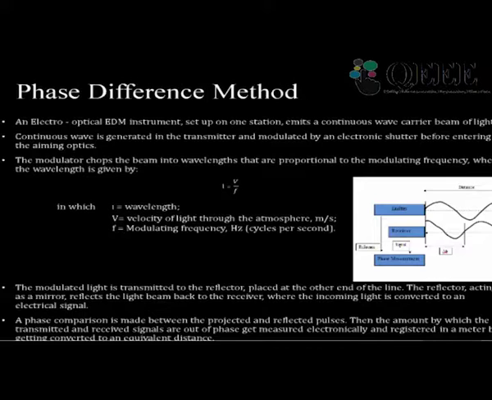In the time of flight method, a discrete pulse is generated, and you calculate the two-way travel time for that pulse to reach the sensor after the reflection. And here, since it is a continuous wave beam, we will be measuring the phase difference between the transmitted signal and the received signal.